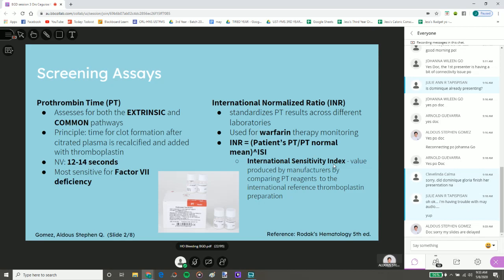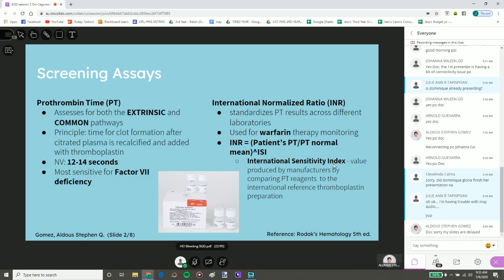The prothrombin time assesses for both the extrinsic and common pathways. So it is based on the principle that when there is citrated plasma and calcium and thromboplastin is added, there will be a clot formation. So the normal value for this would be 12 to 14 seconds, and it is worth mentioning that the prothrombin time is sensitive for factor 7 deficiency.